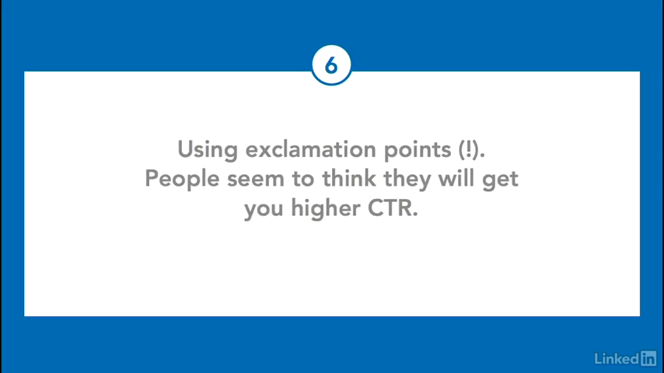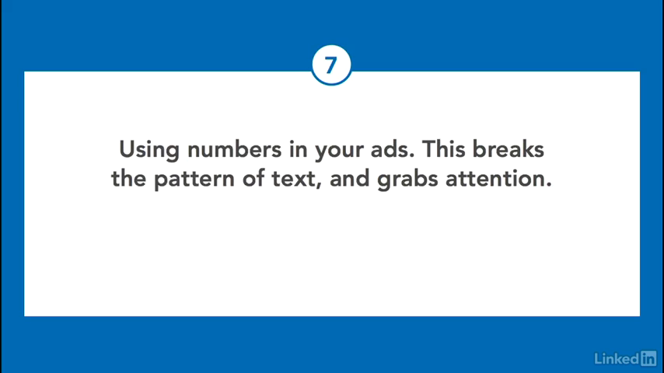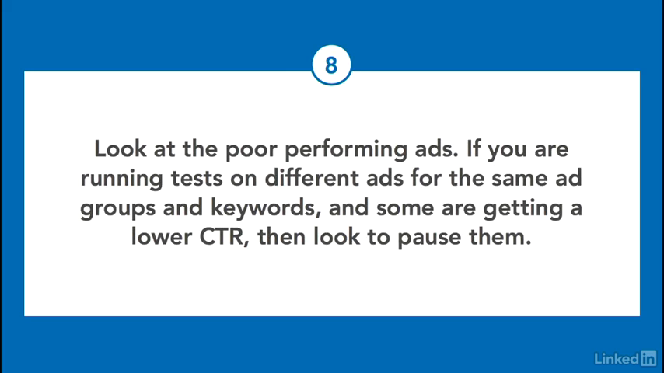Number 6, think about using exclamation points. Many people in the field of AdWords think that you'll get a higher click-through rate, and I must say in my own experience, it does seem to work. Number 7, think about using numbers in your ads. This breaks down the pattern of text and grabs people's attention. Then we come to reviewing your poor performing ads. If you're running tests on different ads for the same ad groups and keywords, and getting some with a lower click-through rate, then look to pause them.